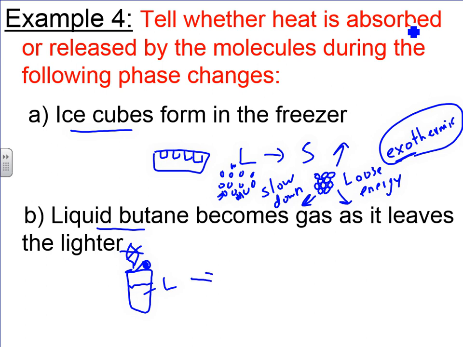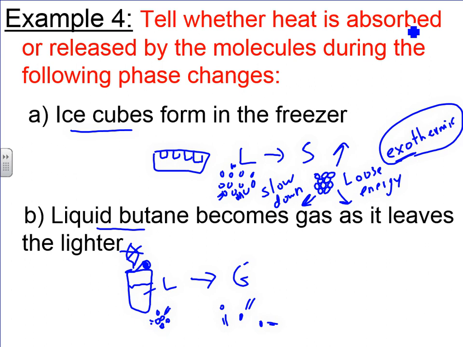Ask yourself the same question. Are the molecules speeding up or slowing down? Well, in a gas, the gas particles are actually speeding up because they're moving much, much faster than liquid particles. Liquid particles can kind of hang out and touch each other. They are moving, but not as fast as the gas. So again, in this case, particles are speeding up.